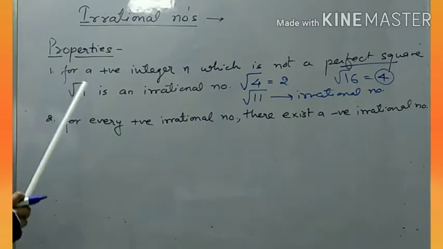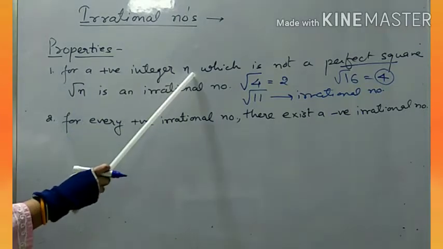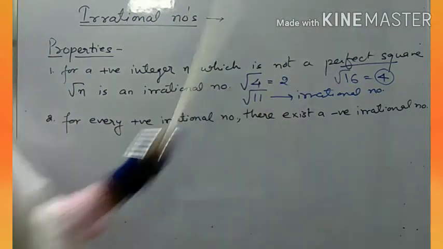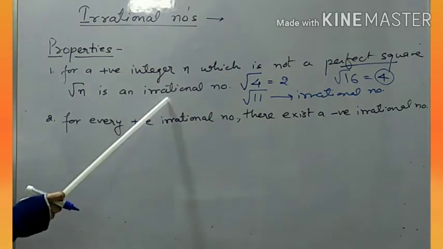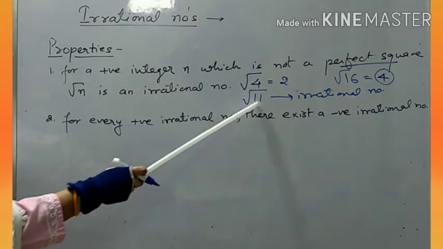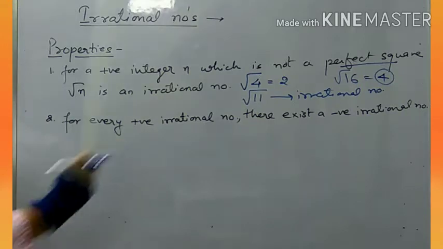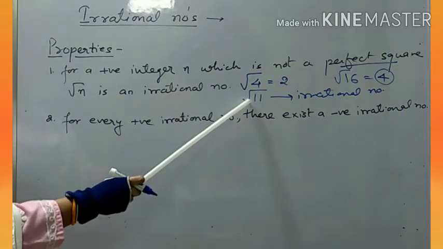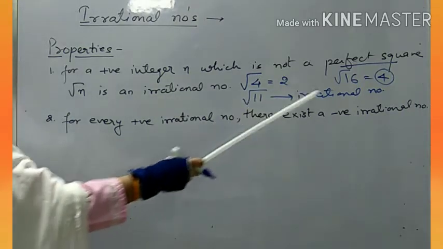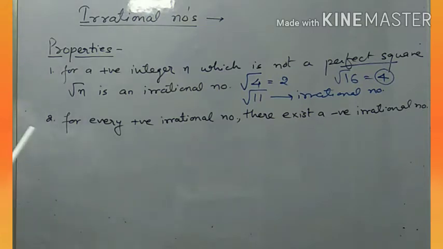So what is the property? That for a positive integer n which is not a perfect square, like here 11 is not a perfect square, then root of n is an irrational number. Root 11 is an irrational number. And now let's move to the second property.